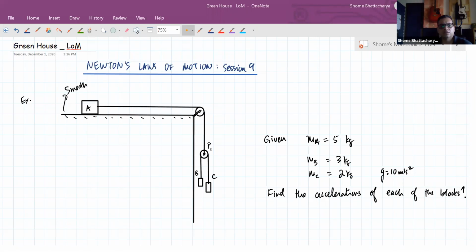Yes, Rachit, we have completed Newton's laws of motion conceptually, but we have to learn certain types of applications. So it will take a couple of more lectures before we move on to friction. Okay.